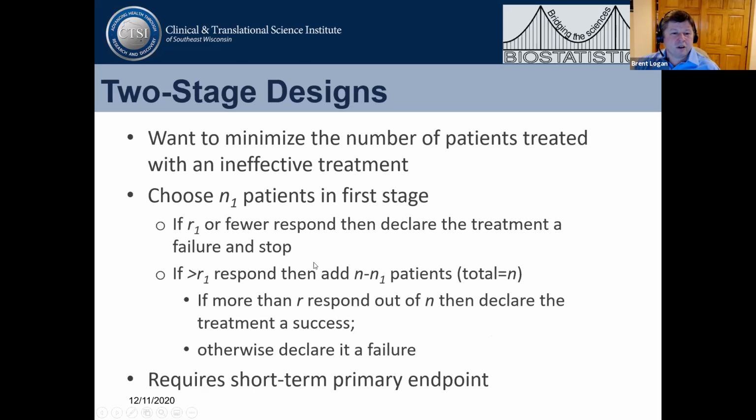For this to work, you're doing an interim look at the data and trying to figure out if you should stop enrolling or continue enrolling. So this works much better if you've got a short-term primary endpoint. Otherwise, there's a long lag time, and by the time you follow the patients for the endpoint, your accrual might be almost over.